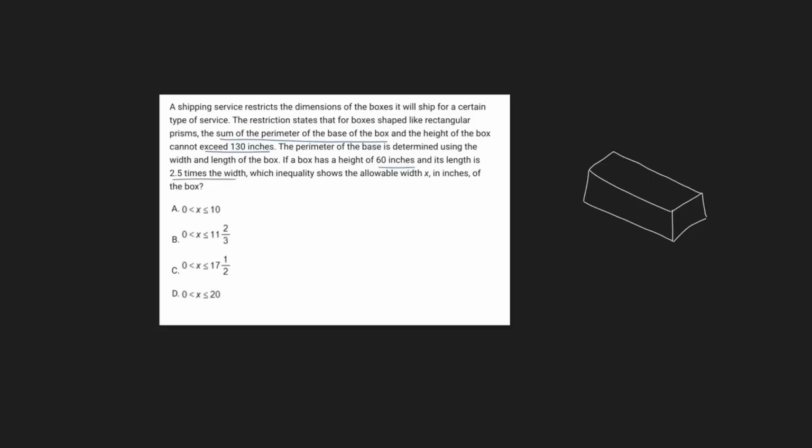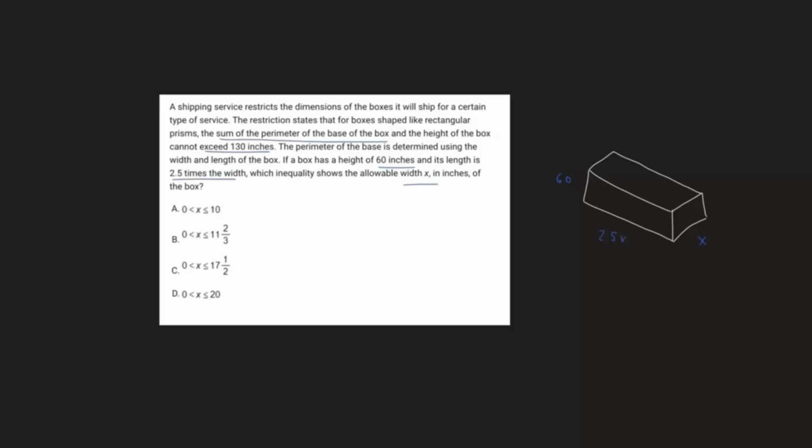All right, so first off, let's label our diagram, right? We know the height they give us is 60 inches, so let's just write 60 out here. And then they also give us the width, which is x. But we don't really have a value for x, so we'll just label x out here. We know the length is 2.5 times the width, so we just write this as 2.5x, right? And now what we need to do is set up our inequality.